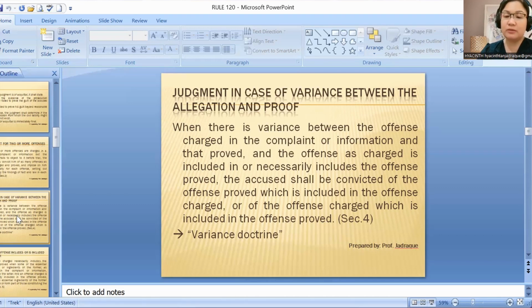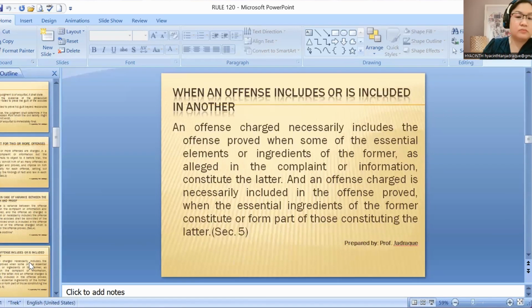Would it violate the right of the accused to know the nature and cause of the accusation against him? No, because the offense proved was necessarily included in the offense charged, so he was informed. Same thing, he can also be convicted of the offense charged, which is included in the offense proved. So that is the variance doctrine, when an offense includes or is included in another.